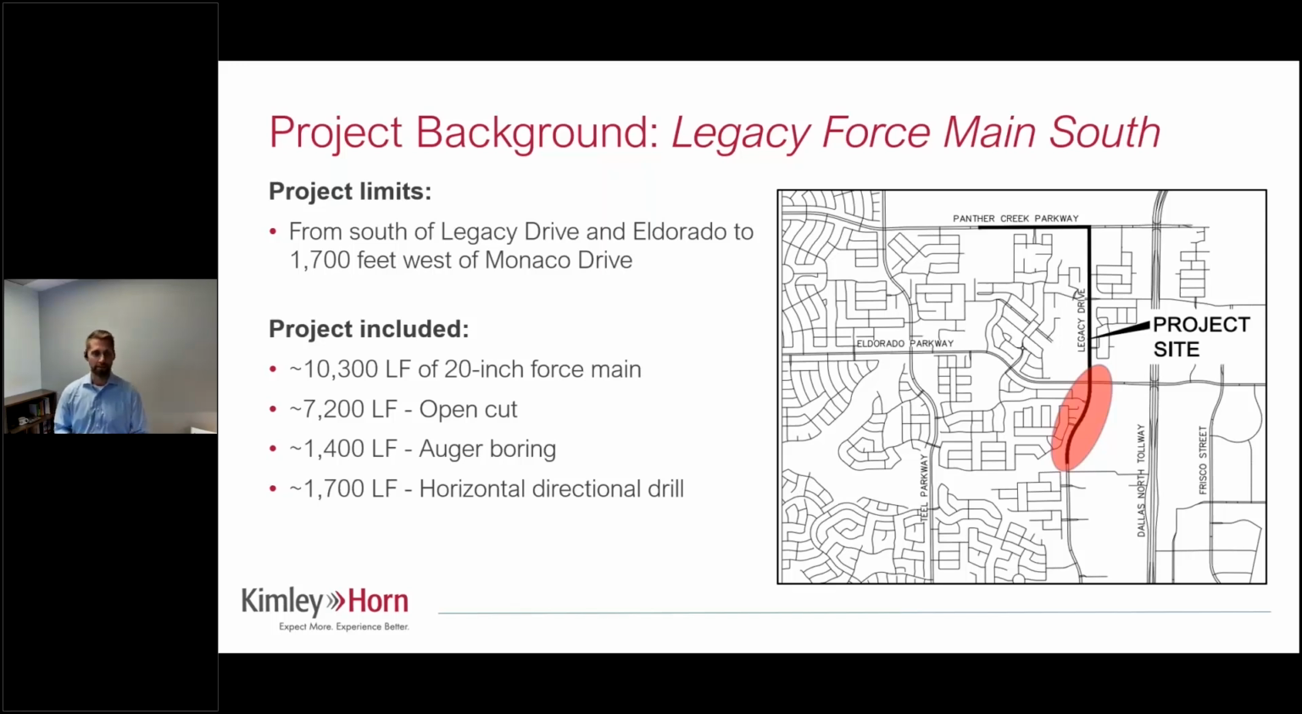Ended up being about 10,300 feet of 20-inch force main. Of that, a little over 7,000 feet was open cut, 1,400 feet was auger bore, and then 1,700 feet is horizontal directional drill. And those limits of directional drill is what's shown there in pink on the map, and that's what we're going to spend the most of this case study talking about.